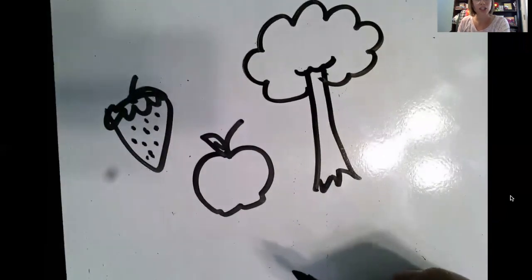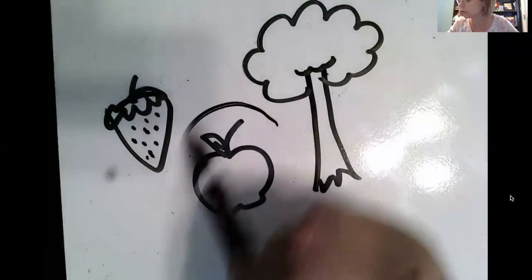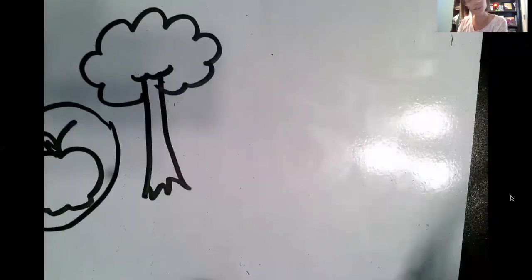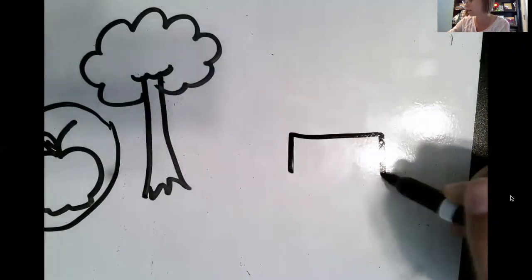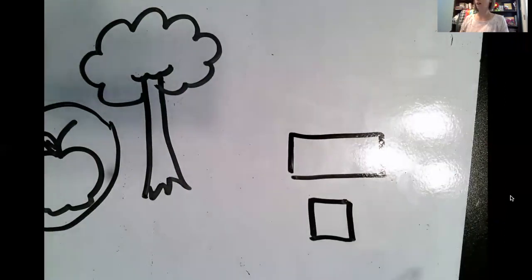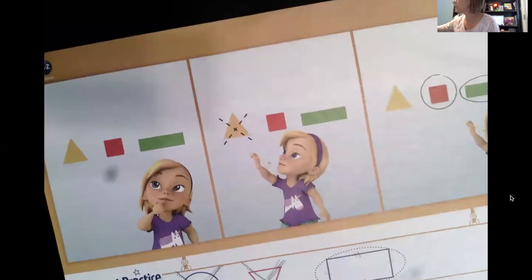And if I said to you, circle the fruit, well, fruit can look different ways. And rectangles can look different ways too. Rectangles can be long, or they can also be square. A rectangle and a square. A rectangle just means it has 4 sides. That's an important lesson for us to learn. Very important.